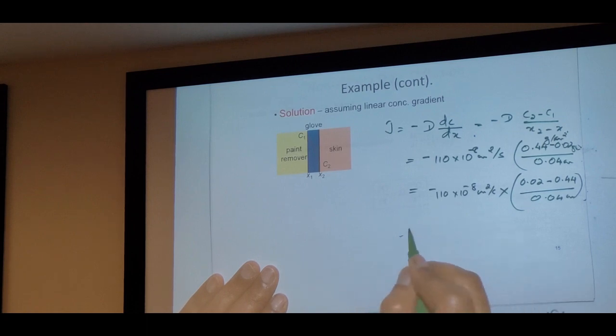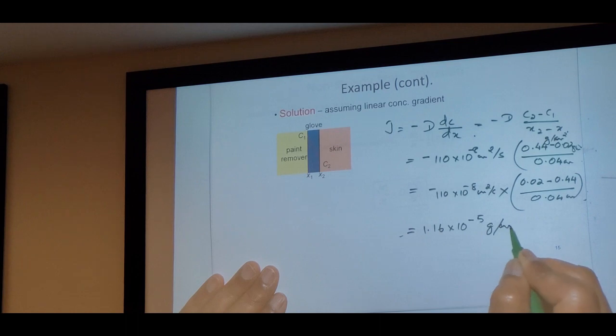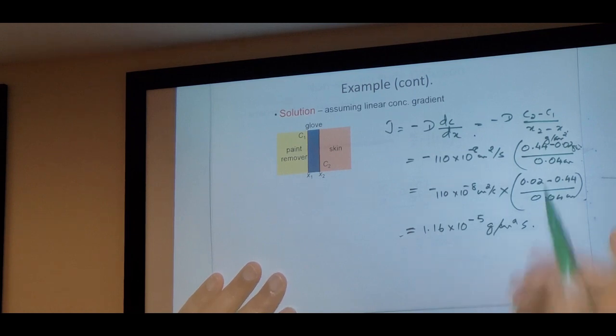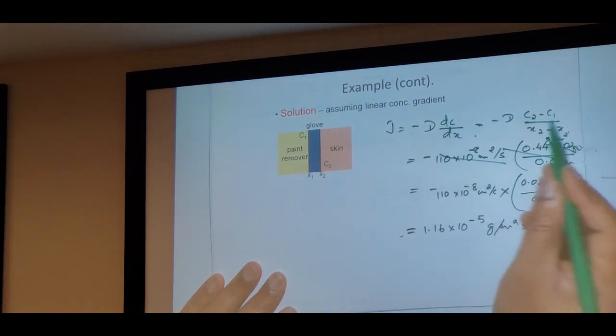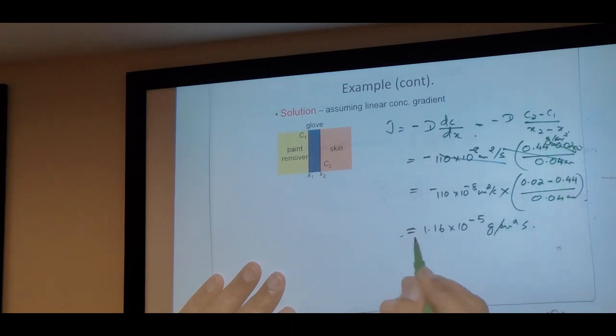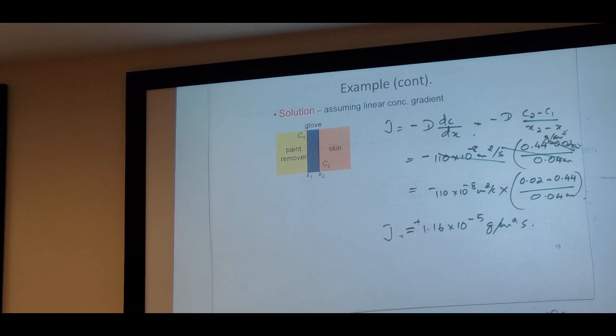So the value you get is 1.16 into 10 to the power minus 5 grams per centimeter square second. Please take it as C2 minus C1, so you can get the value of flux in positive. This is going to be plus 1.16 into 10 to the power minus 5 grams per centimeter square second.